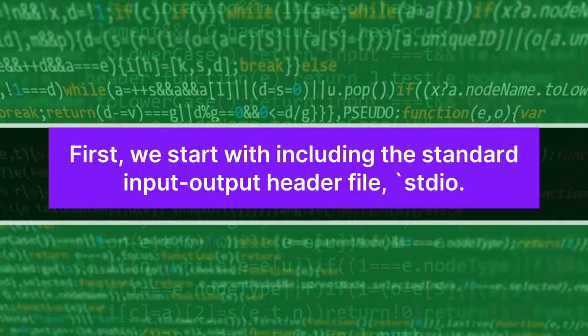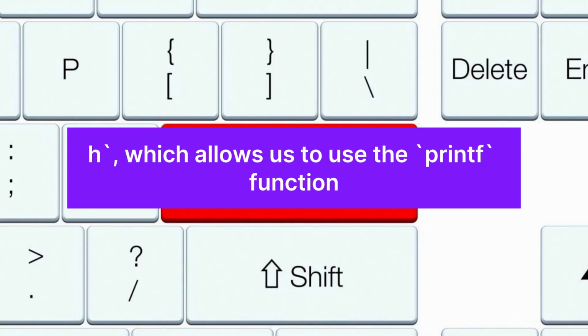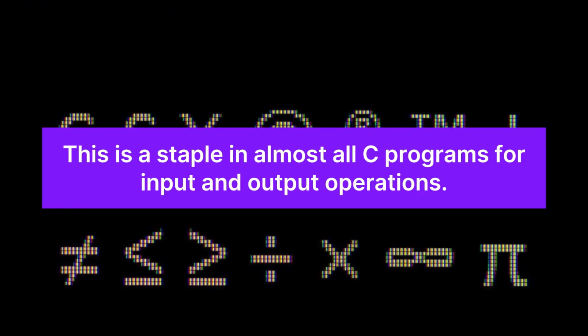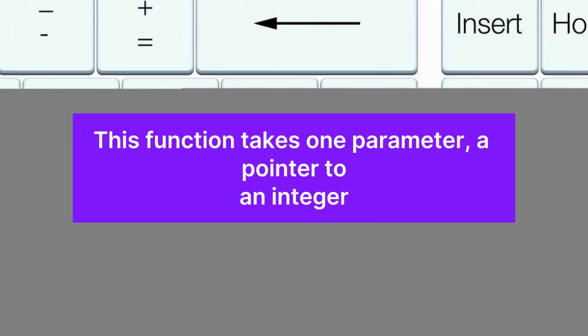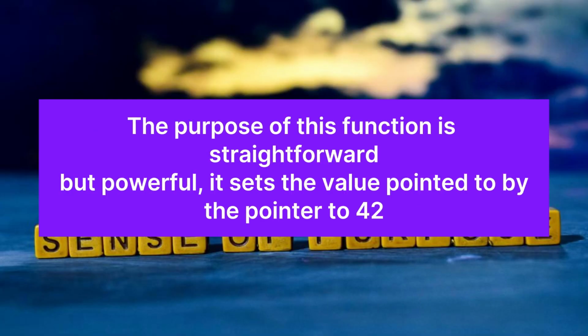First, we start with including the standard input-output header file, stdio.h, which allows us to use the printf function. This is a staple in almost all C programs for input and output operations. Now, let's talk about the heart of our program, a special function named ft_ft. This function takes one parameter, a pointer to an integer. The purpose of this function is straightforward but powerful. It sets the value pointed to by the pointer to 42.